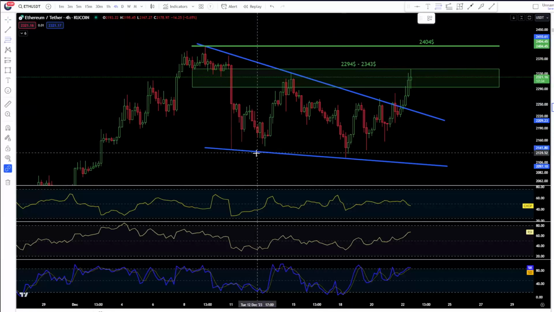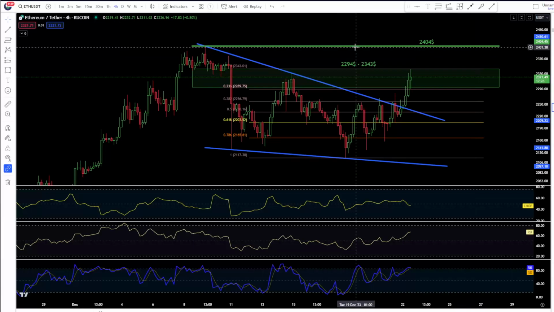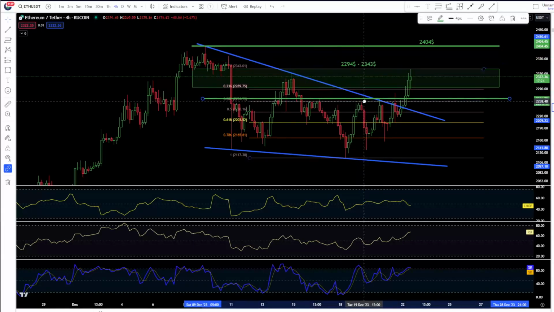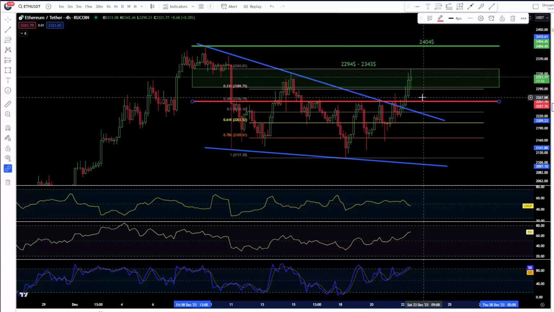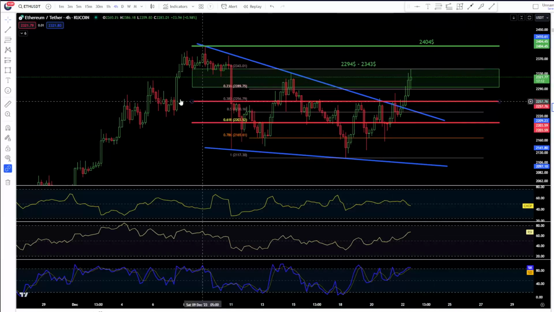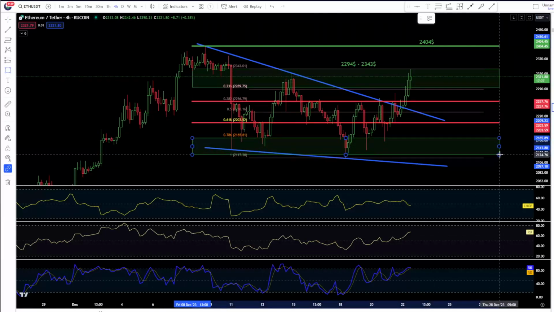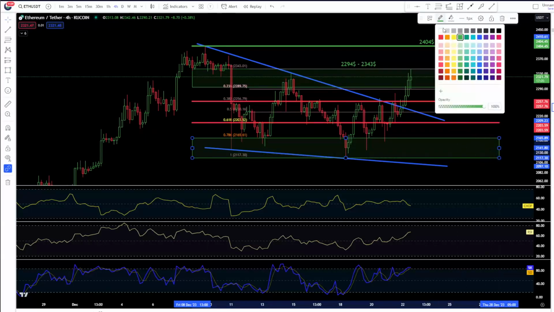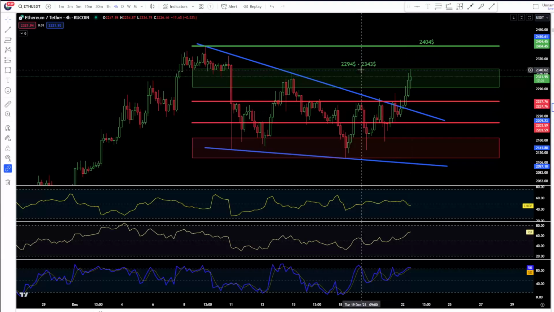In the same way, to determine the supports, we will unfold the fib retracement grid again. We will see support at the level of $2,257. The next one is around $2,203, and then it is worth defining the support zone from $2,165 to $2,117, right at the lower border of the previously mentioned channel.